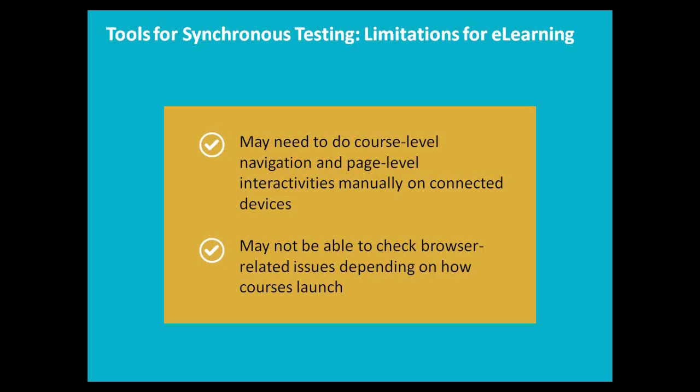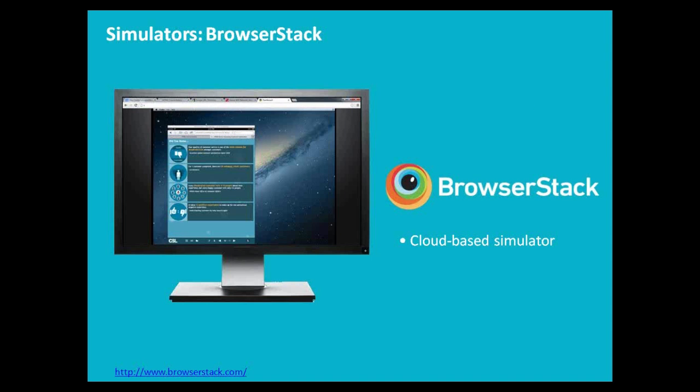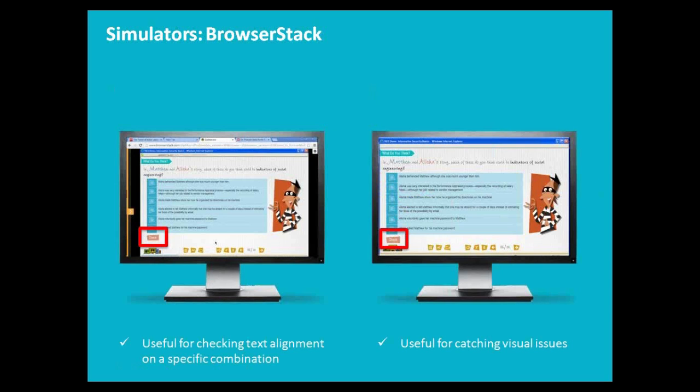Another category of tool that we tried to test was simulators, and we tried BrowserStack, which is a cloud-based simulator. And we found that useful again for checking text alignments on a specific combination of browser and OS. So it was also good for catching visual issues. You can see at a glance whether there are visual mismatches.